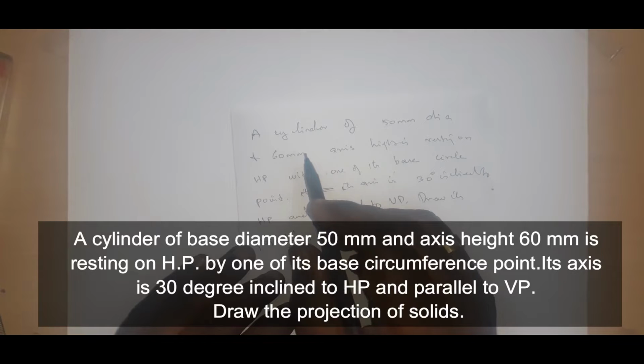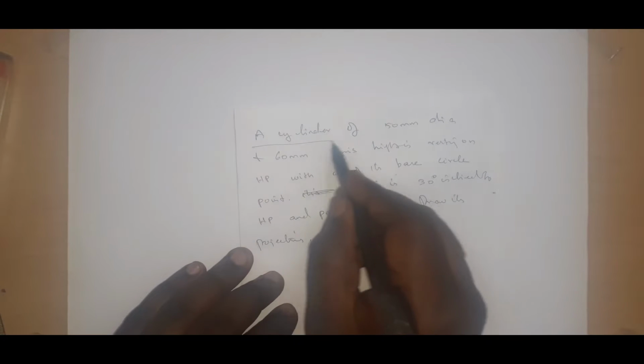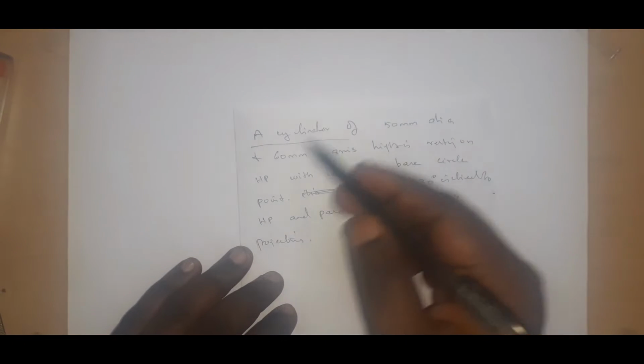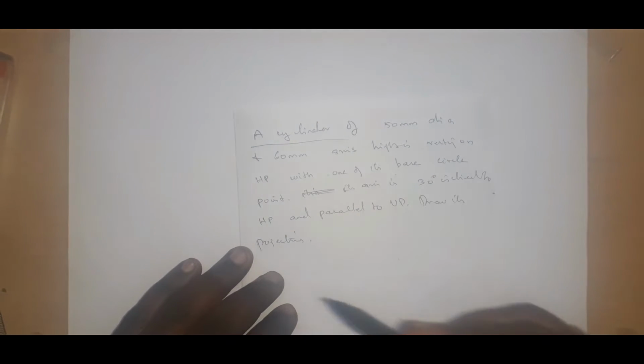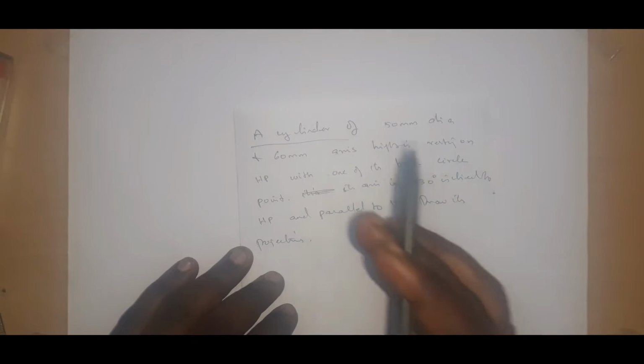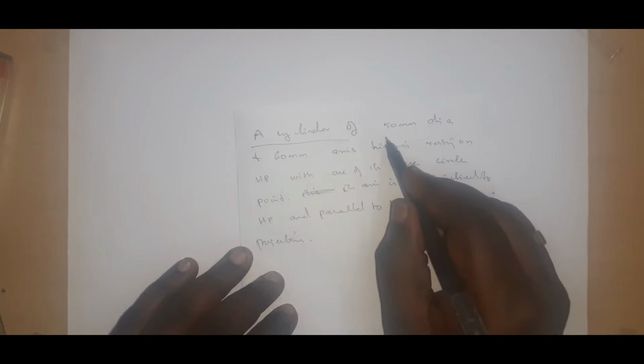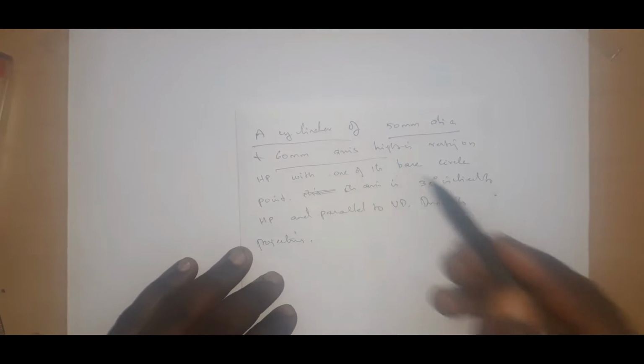First of all, we can see the question. Yes, cylinder. Here the dimensions are given. Its shape is a cylinder. The bottom will be a circle, the top will be a circle. In between, the longer edges will not be available; there will only be the generators. All the lines will be called generators. Here a 50 mm diameter and 60 mm axis height are given.